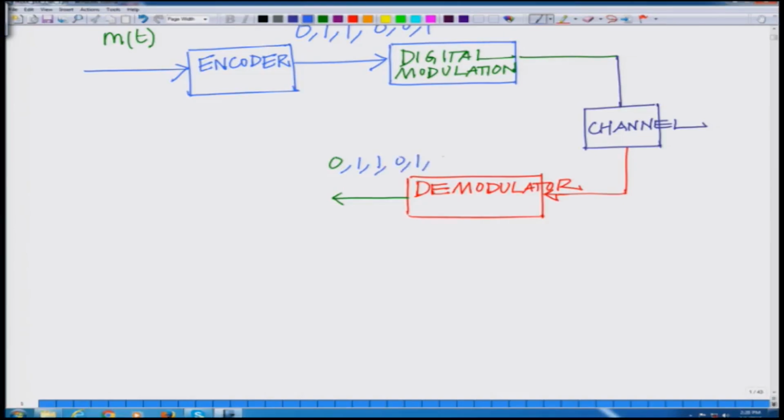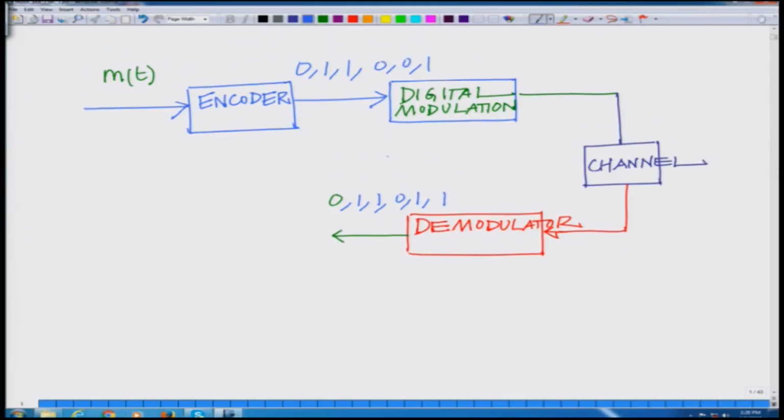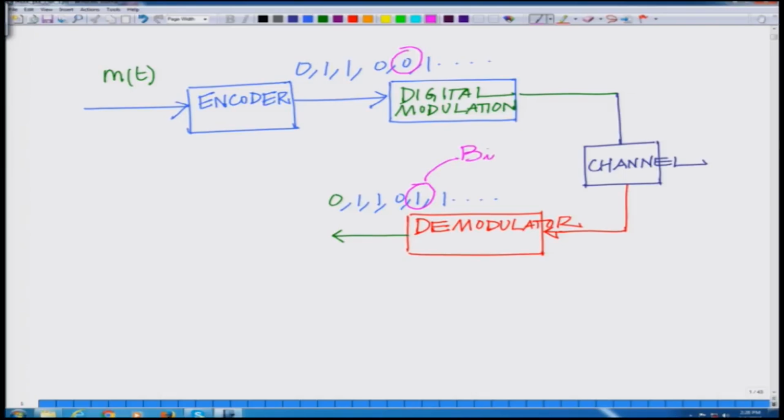0, 1, 1. Now, notice that I have purposefully written a different set of bits. If you look closely, the fifth bit here is a 0, but the fifth bit there is a 1, and this is a very important point. The demodulated stream of bits need not be exactly equal to the transmitted stream of bits, the modulated stream of bits. This arises from bit errors at the receiver. This is one of the important challenges in communication.